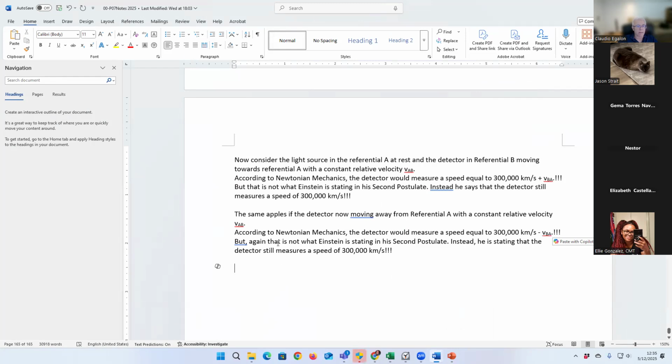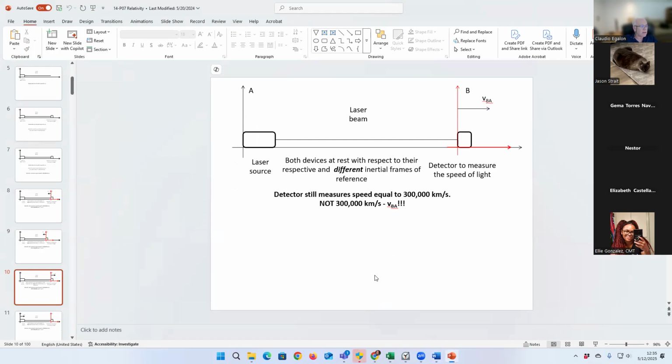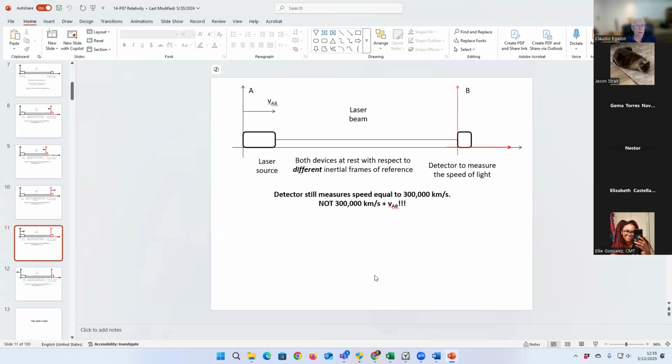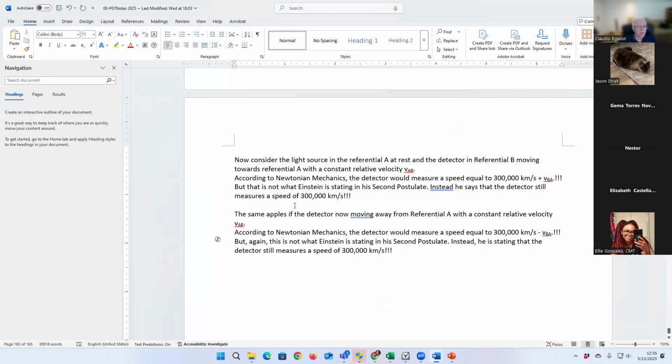Again, instead, he states that the detector still measures a speed of 300,000 kilometers per second. Did you get the idea? You must have this idea in your mind. No matter how the detector is moving with respect to the laser, it will always measure 300,000 kilometers per second. That's what Einstein is telling us in his second postulate. And it doesn't matter if it's the laser source that's moving towards the detector. That's another situation.